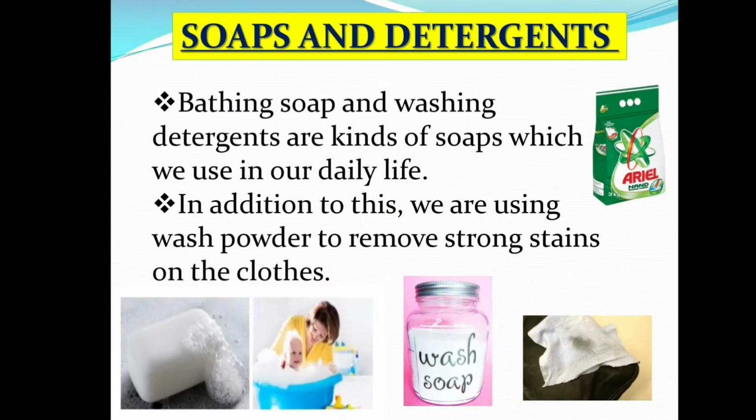Soaps and detergents. These are the two things that we use in our daily life. Bathing soap and washing detergents are kinds of soaps which we use in our daily life. There are different kinds of soaps. In addition to this, we also use wash powder, that is, detergents, to remove strong stains on the clothes.